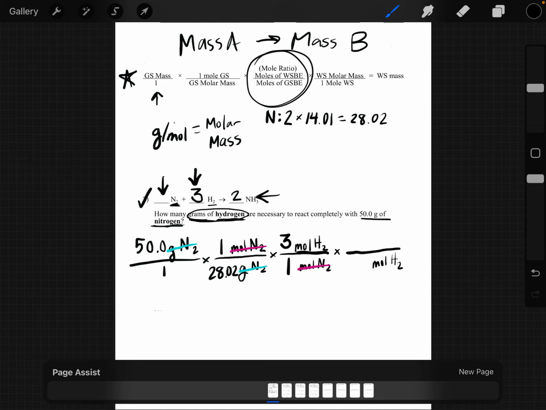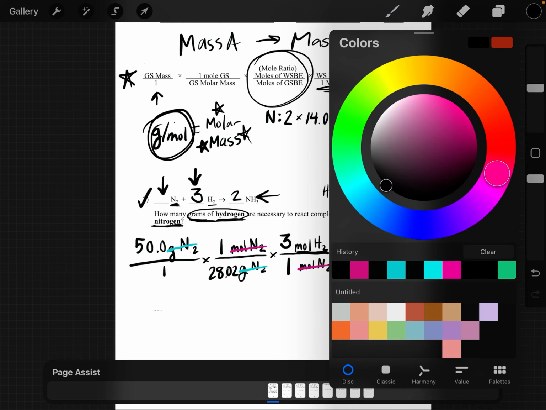And now that we're at moles of H2, we can get ourselves to who we want, and that's going to be grams of H2. And we know the relationship between grams and moles ends up being our molar mass. And so we have to go find the molar mass for H2. So that's going to end up being, there are 2 hydrogens, each hydrogen is 1.01 grams, that's going to be 2.02 grams for every 1 mole of hydrogen. Exactly what it says up here in that last fraction.